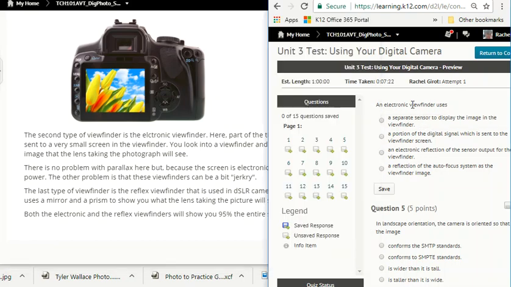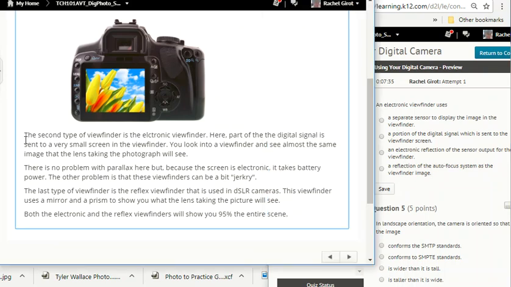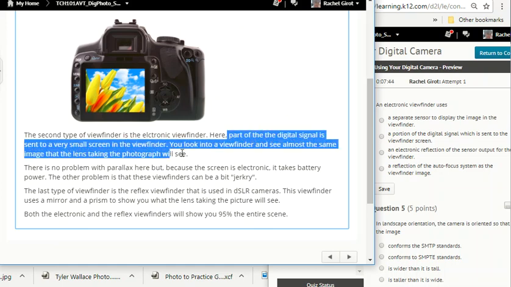Okay, so we want to know about the electronic. Was there a separate sensor to display the image in the viewfinder? A portion of the digital signal sent to the viewfinder screen, or an electronic reflection, or a reflection of the autofocus system? Let's go back and reread it. The second type of viewfinder is the electronic viewfinder. Here, part of the digital signal is sent to a very small screen. I think that's our answer right there.